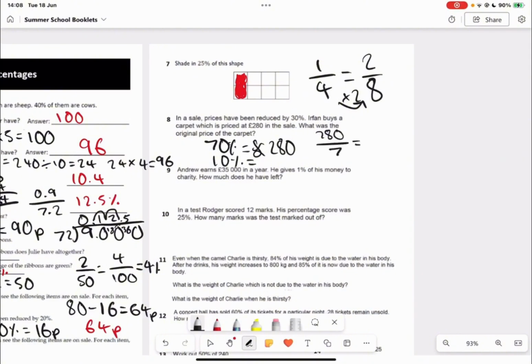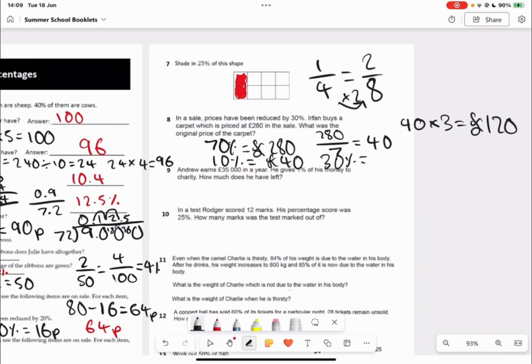And 280 divided by 7 is 40. So that will be equal to £40. So then we find what 30% is, because that's what it's been reduced by. And that will be 40 times 3, which is equal to £120.